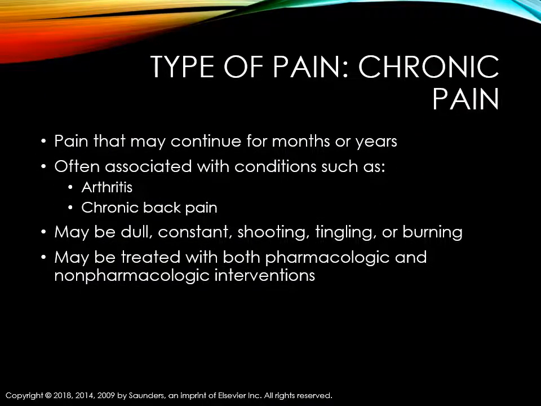So what are some types of pain in referring to chronic pain? Chronic pain may be pain that continues on for months or possibly years. Chronic pain is associated with ongoing conditions such as arthritis or chronic back pain. It may be described as dull, constant, shooting, tingling, or burning. Chronic pain may be treated with both pharmacological and non-pharmacological interventions.